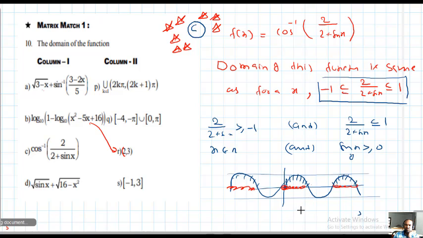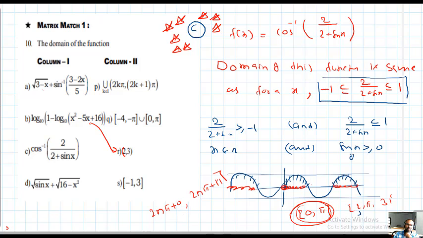What is this? Closed 0 to closed pi. What is this? Closed 2 pi to closed 3 pi. Understood? So you know how to generalize it. 0 to pi, and the sine function is a periodic function with period 2 pi. That's why you just need to add 2n pi to the extremities of these boundaries. So 2n pi plus 0, comma 2n pi plus pi, the union of all these intervals gives the solution.